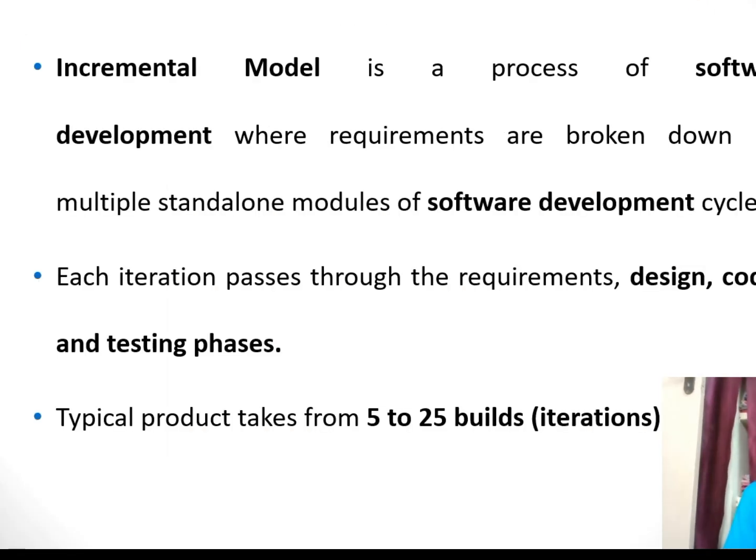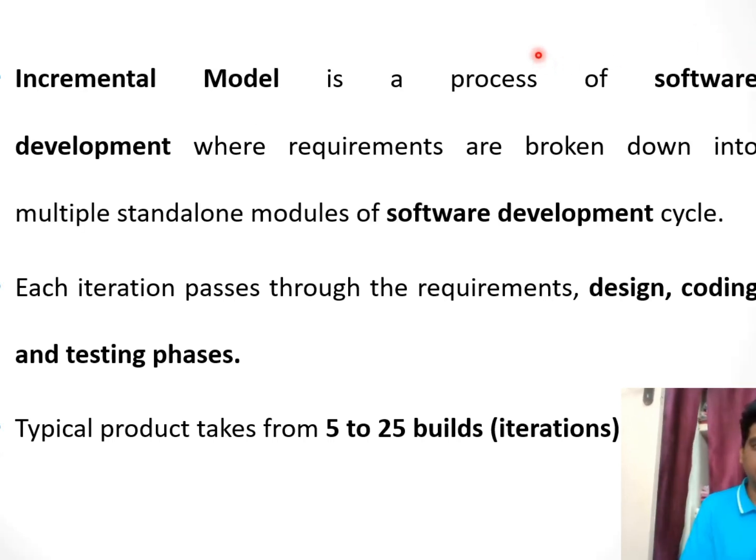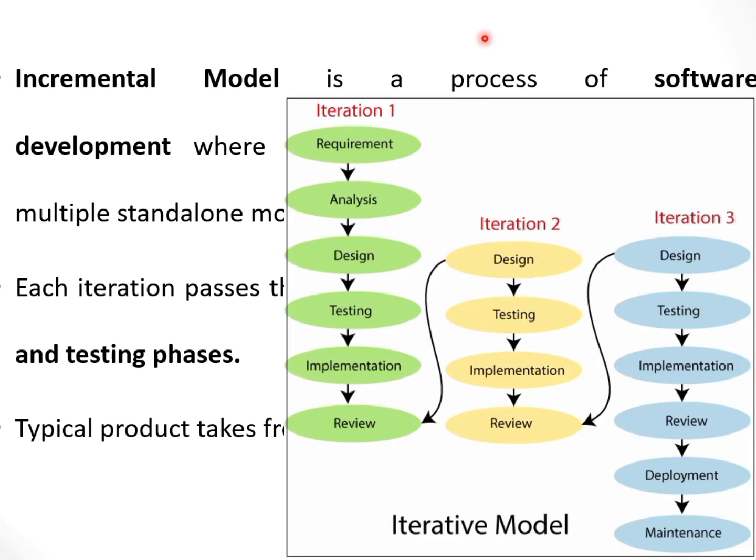It can be used for small to medium sized projects. Next, we go for the incremental method. It is a development process where the requirements are broken down into multiple modules. Here each iteration must pass through separate requirements, design, coding, and testing. The final product should take a range of between 5 to 25 iterations.